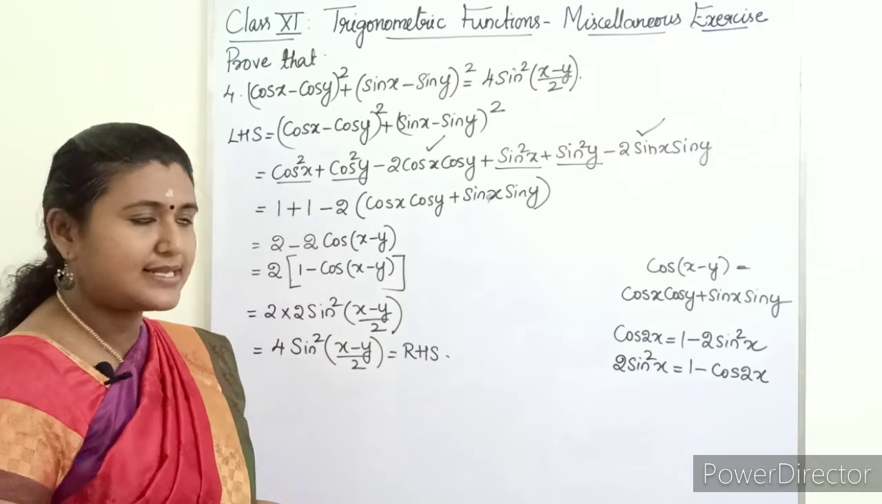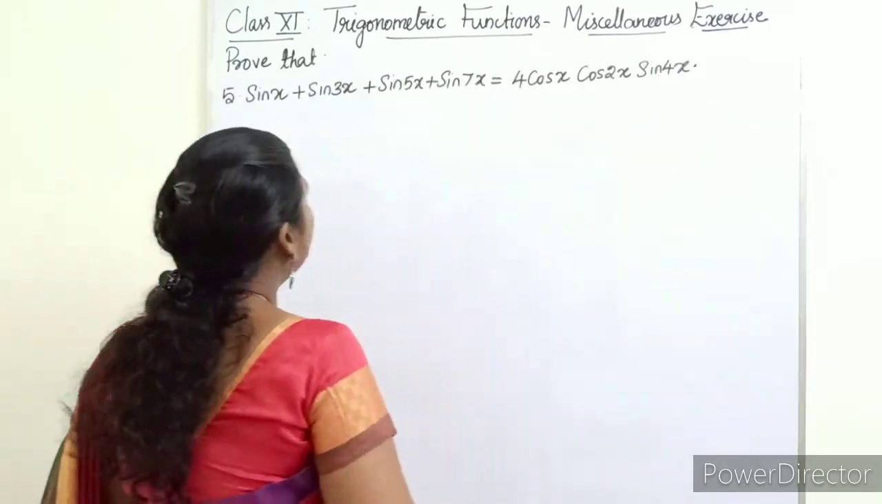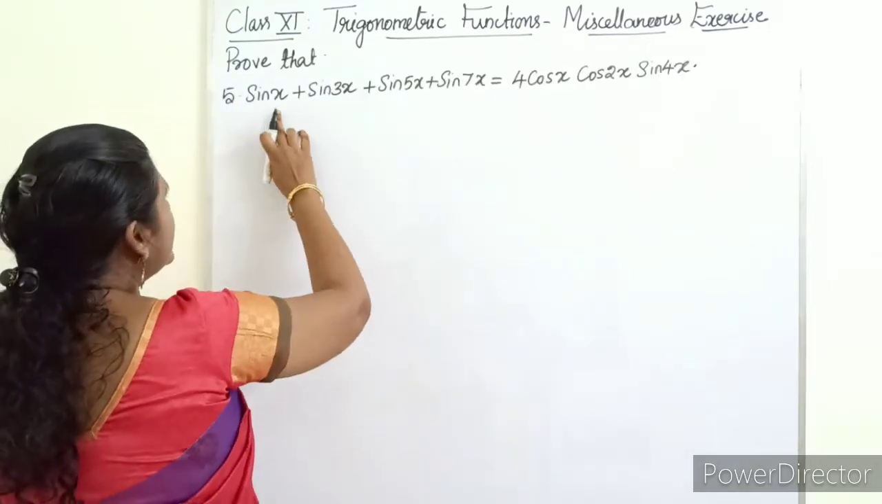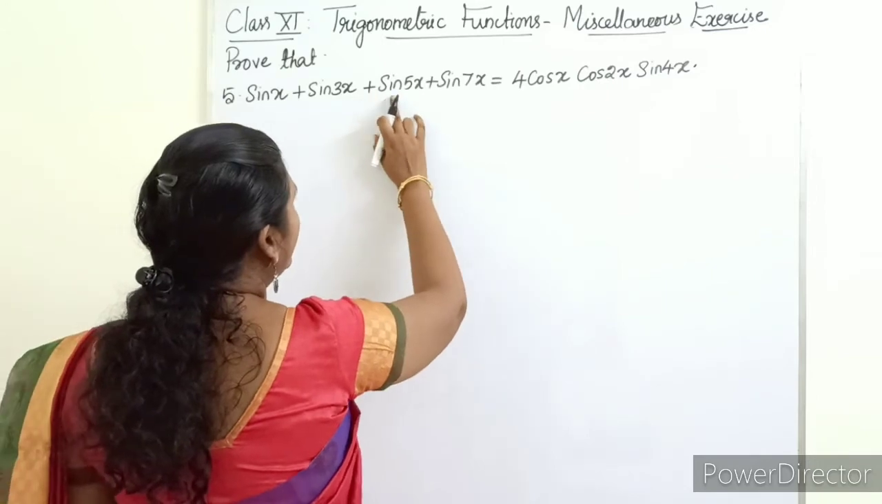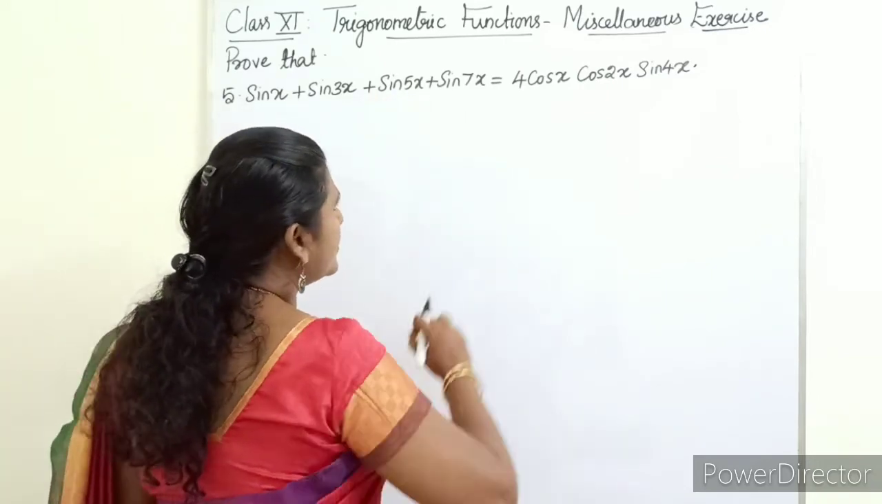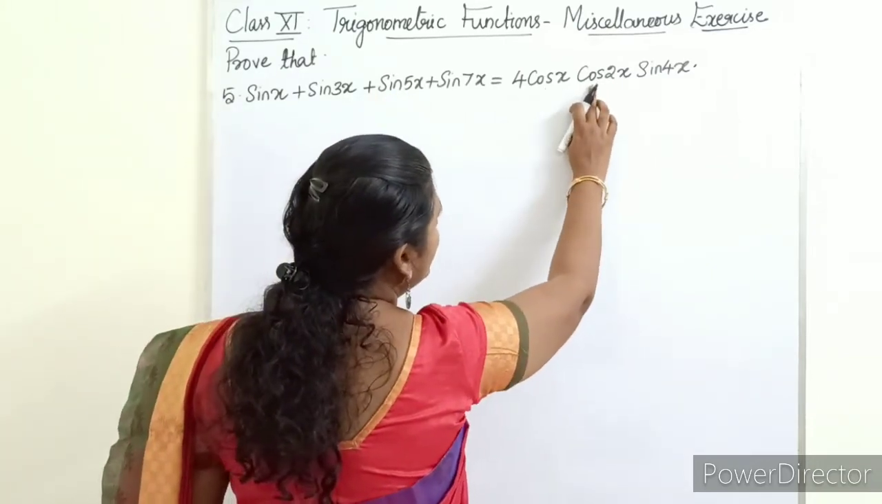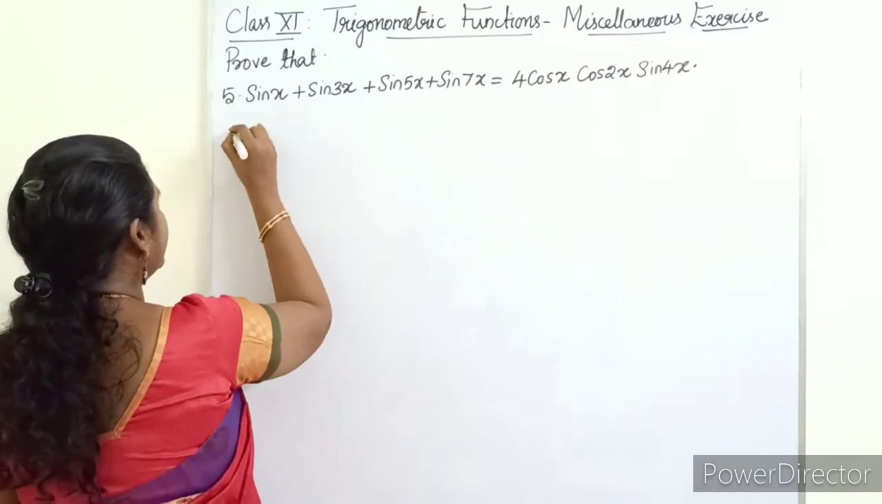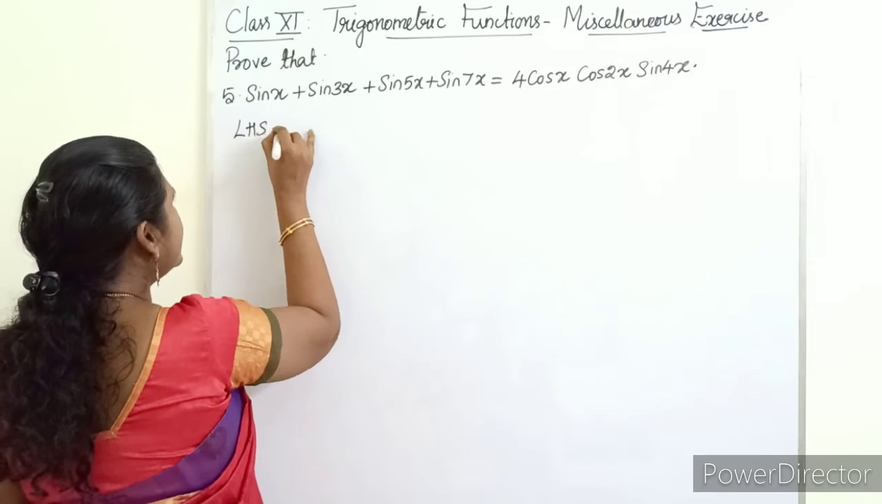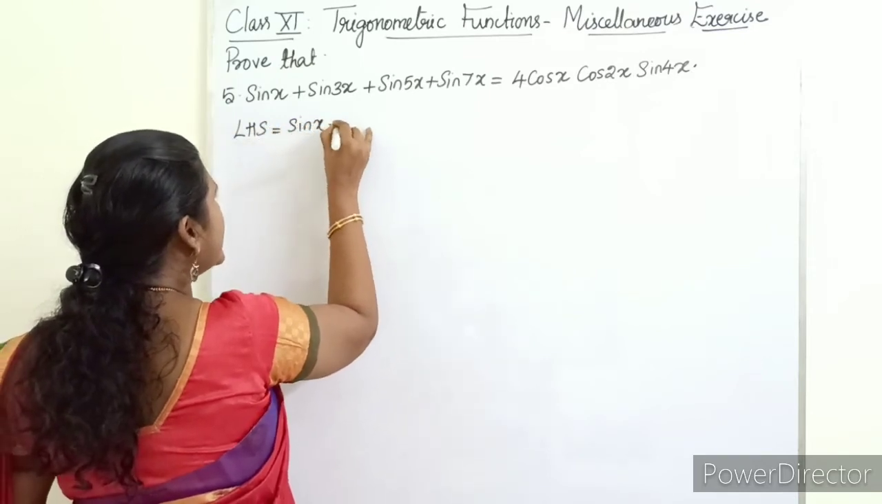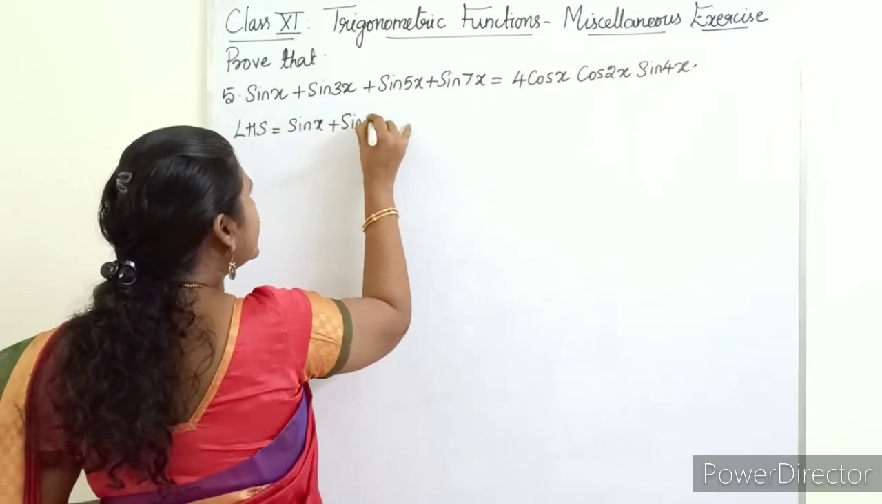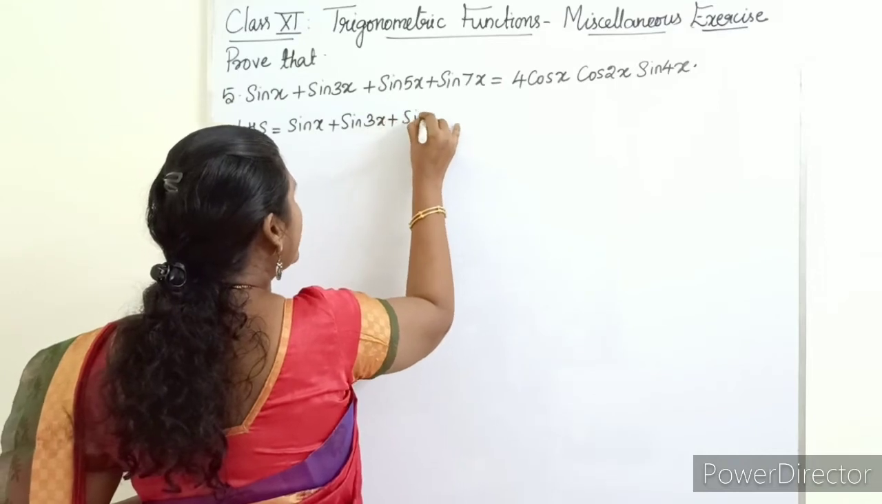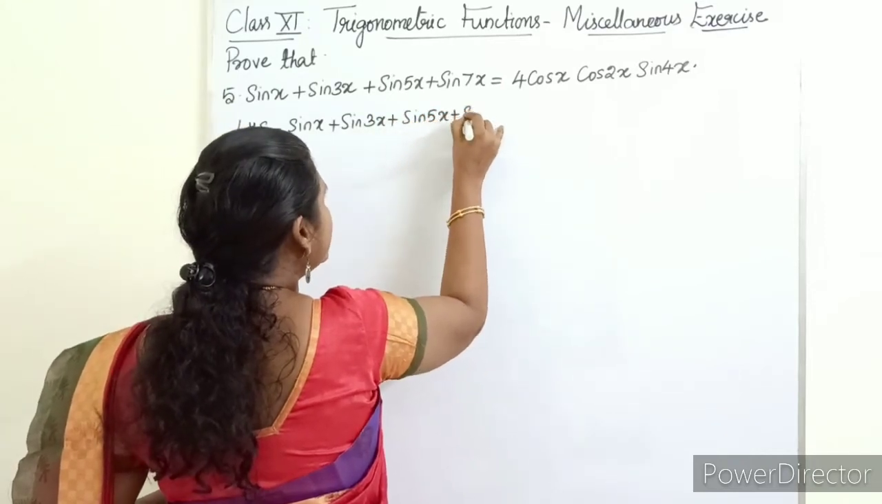Okay, now we'll see the next question. Now fifth question: sin x plus sin 3x plus sin 5x plus sin 7x is equal to 4 cos x into cos 2x into sin 4x. So we will start with the left side expression. So LHS is equal to sin x plus sin 3x plus sin 5x plus sin 7x.